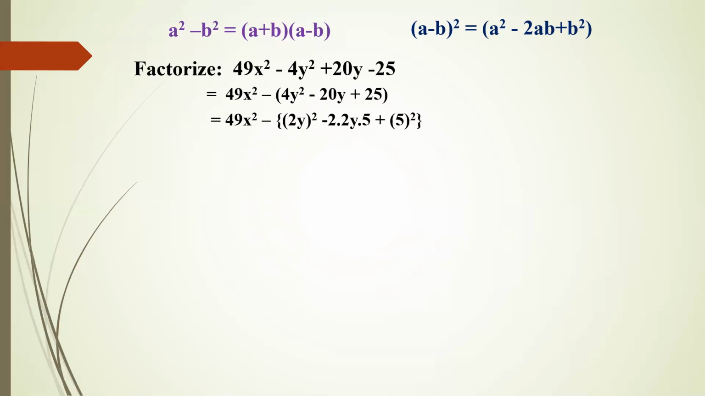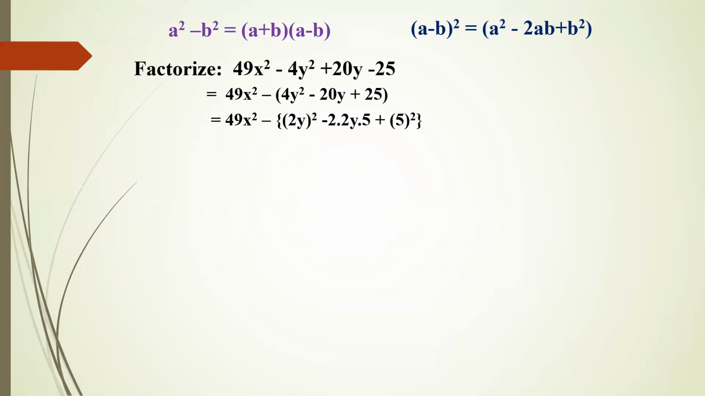So here, look at here, 49x square minus, now let's compare with a complete square. 4y square, I just make it 2y whole square. That I consider as a square. So it means here 2y is a. Now 20y, you have to change 20y into the 2ab form. So when you change 20y into 2ab form, 2 is there, then a means 2y. In order to make it 20y, there should be the 5. So 2 times 2y times 5.